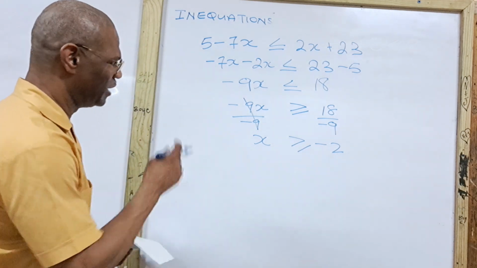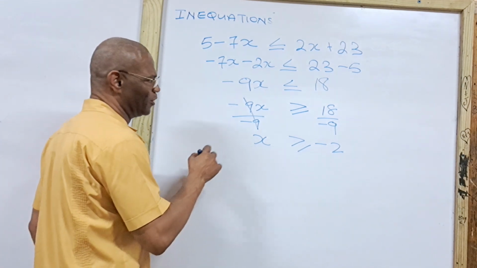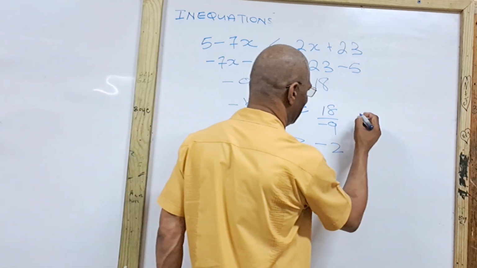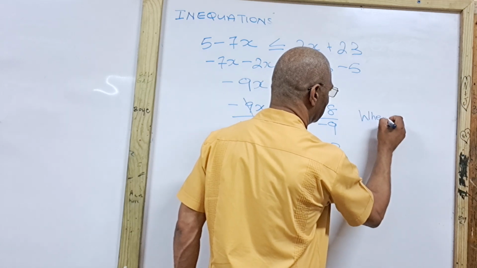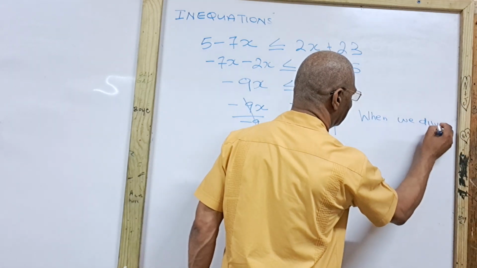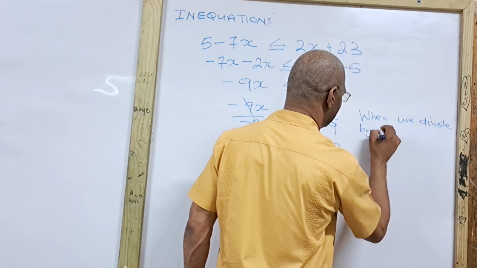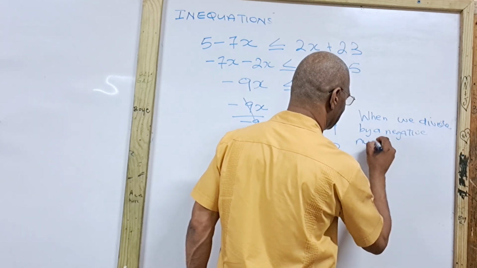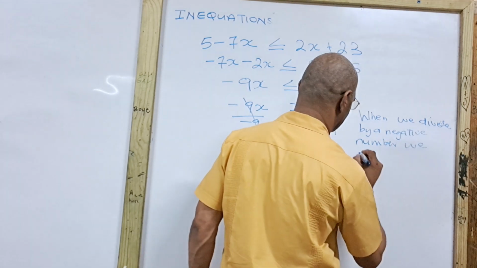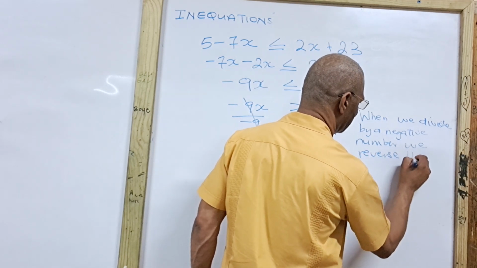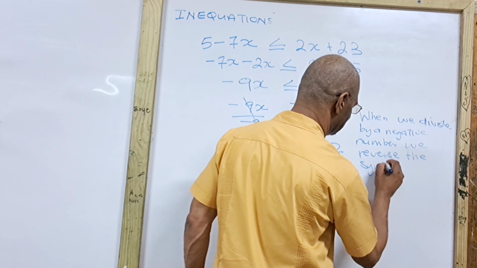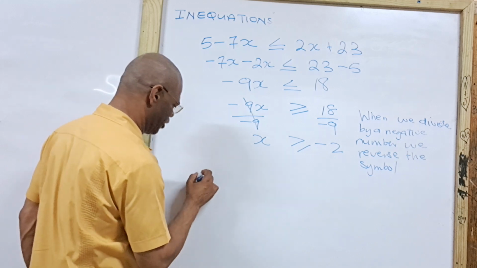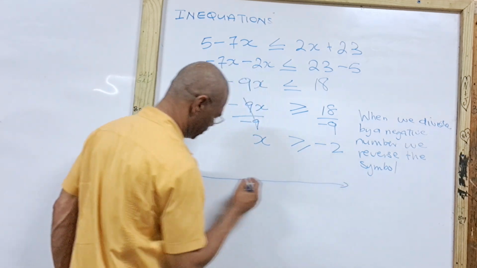Now let's put that on the number line. So remember, when we divide by a negative number, we reverse the symbol. Right? Let's put that on our number line and see how it turns out.